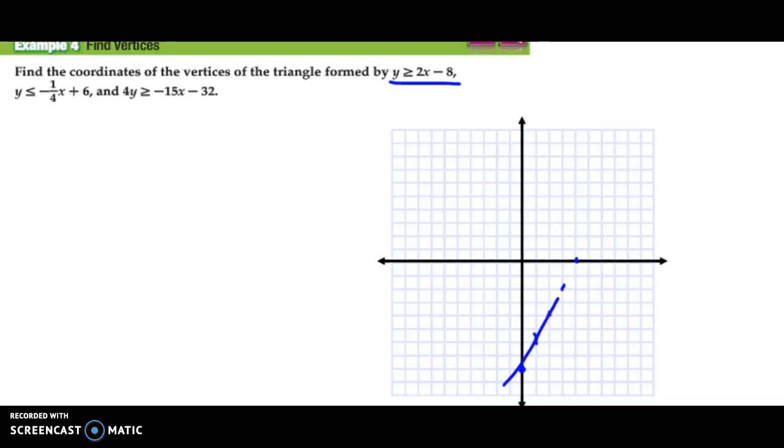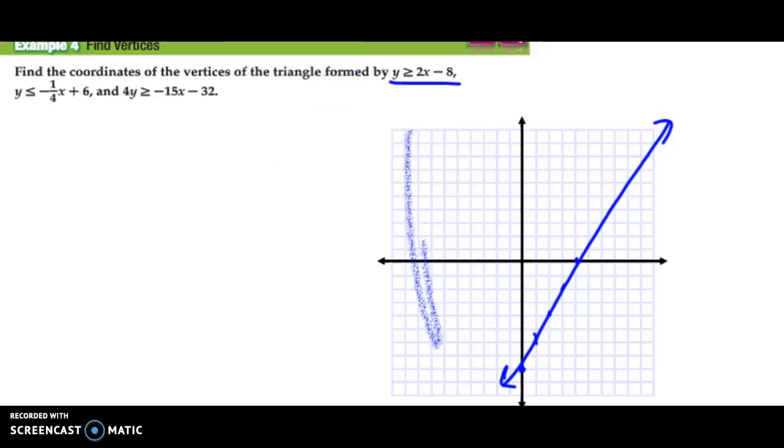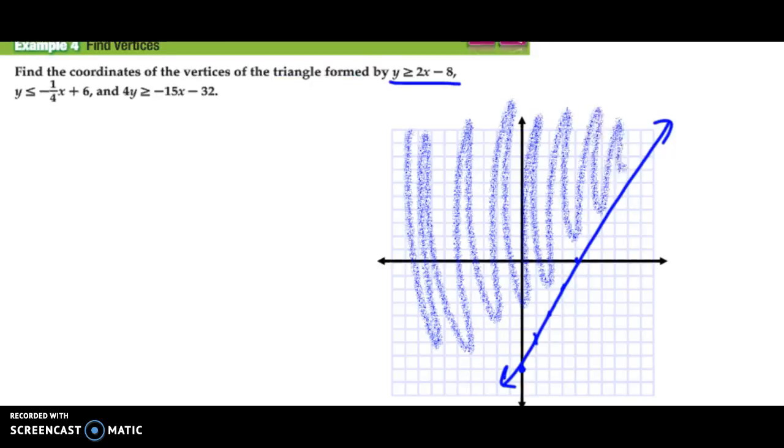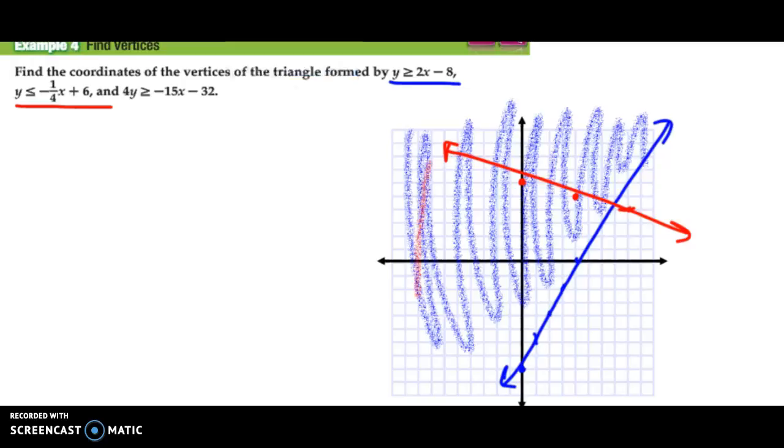Solid line. Okay, right there. And it's greater than, so I'm going to shade above. Get everything above blue. Next one. Here's one in red. Okay, so we start at 6, and we have a slope of negative 1/4. Okay, solid line. And then that one is shaded below. So it's all of this.